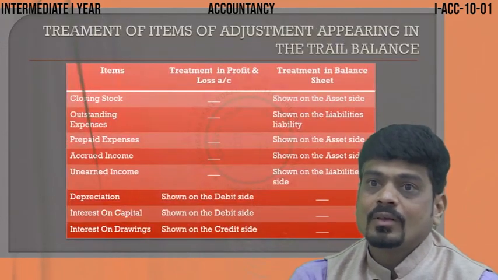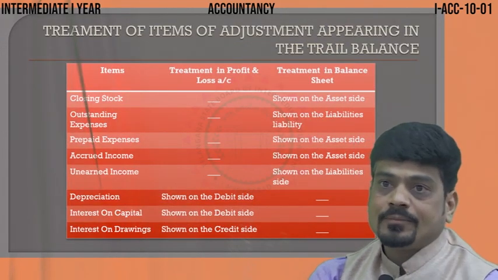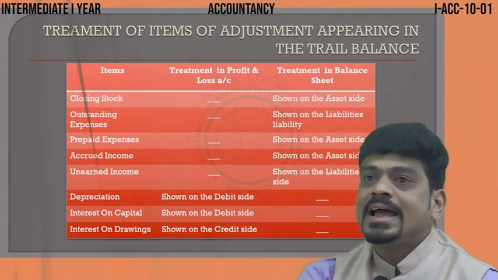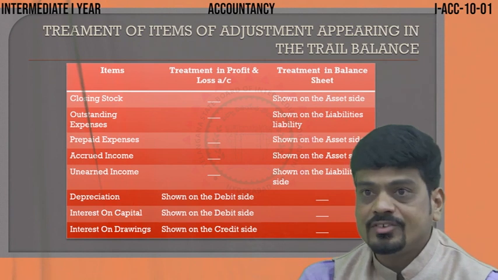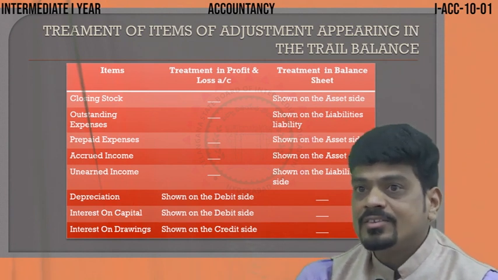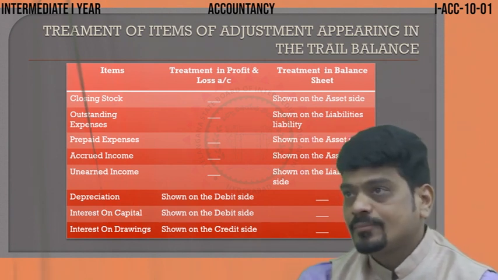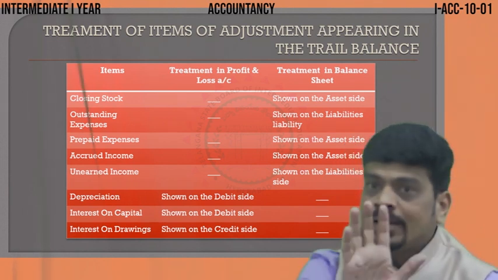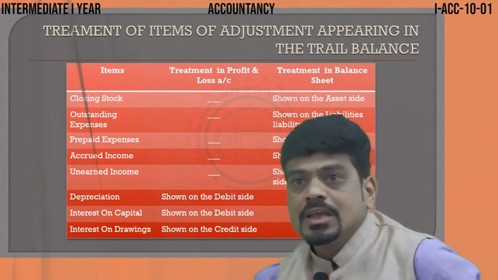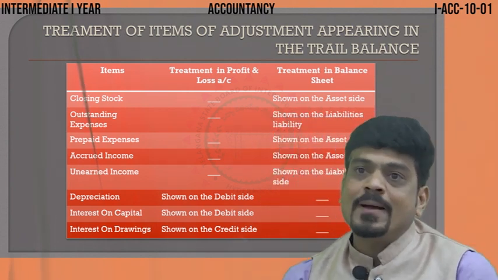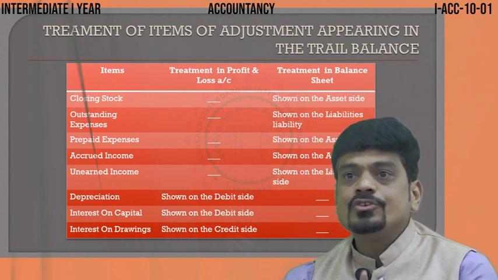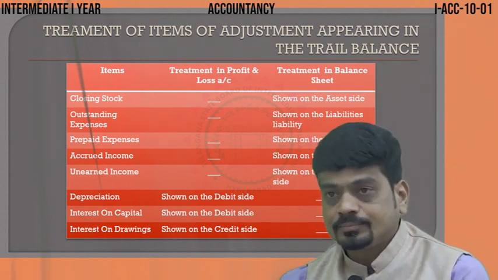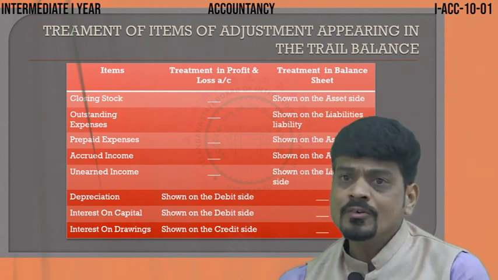So sometimes what will happen? A few adjustments will be given directly in the trial balance. They will not give them as adjustments. When they are not given in adjustment, we cannot show two effects. They should be shown with only one effect. What are the common items we come across? If they give you closing stock in the trial balance itself, then it should be shown only on the asset side of balance sheet. Nowhere else. Only on the asset side of balance sheet.